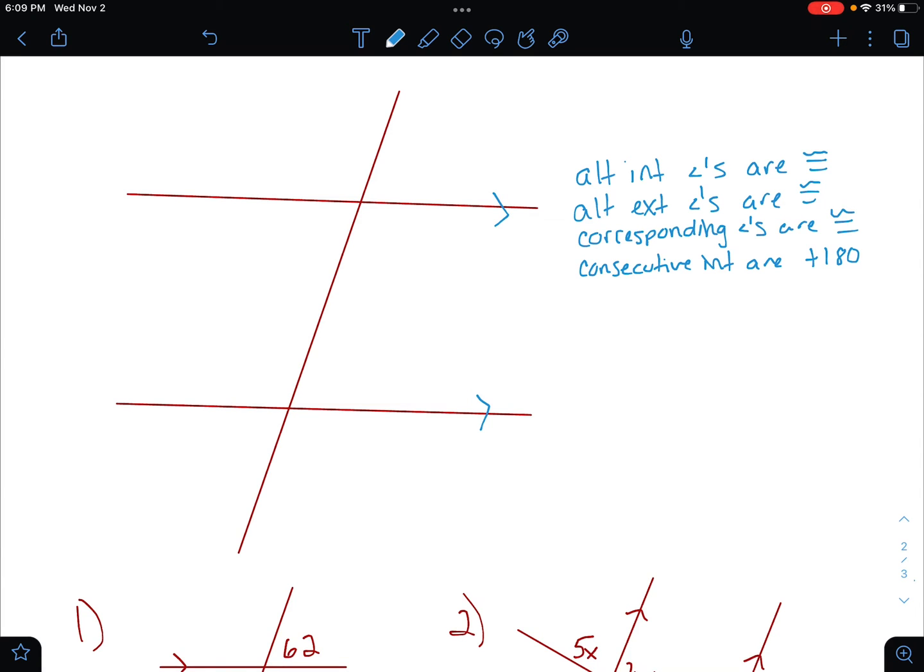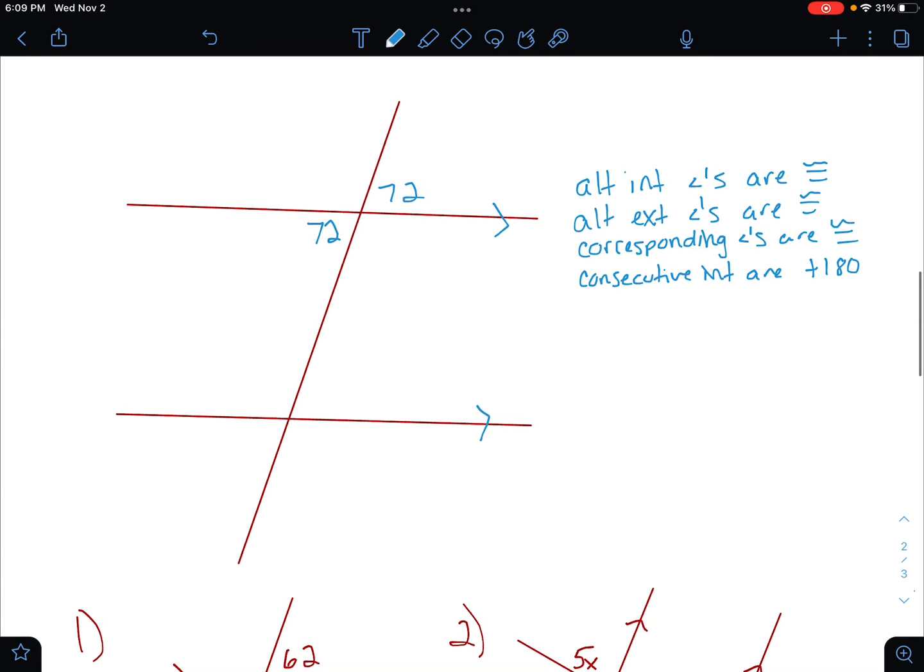Now we still have supplementary and vertical angles. We always have those anytime we have a straight line or our X. So let's say I tell you that this angle is 72. We're going to be able to find all of the other angles. So what do we have? Well, 72 is vertical with the one across from it. I can fill that in. I could say 72, this original one, alternate exterior with this guy. This inside 72, alternate interior. So I filled in all my 72s.